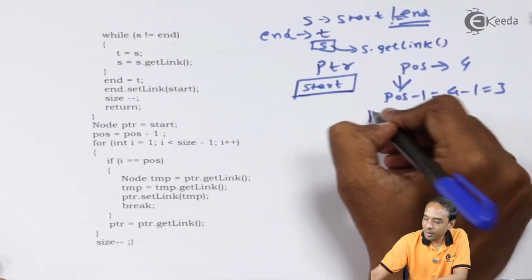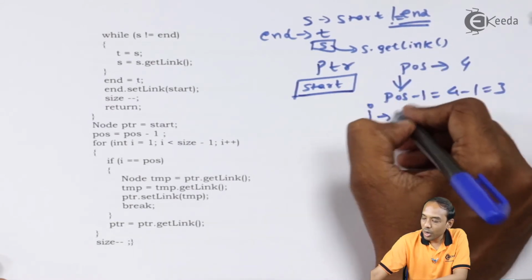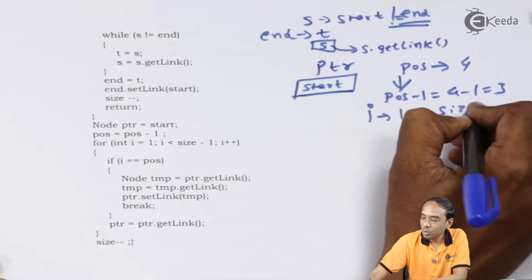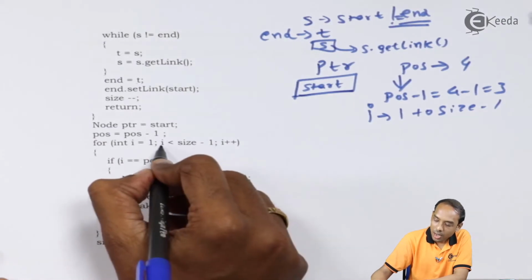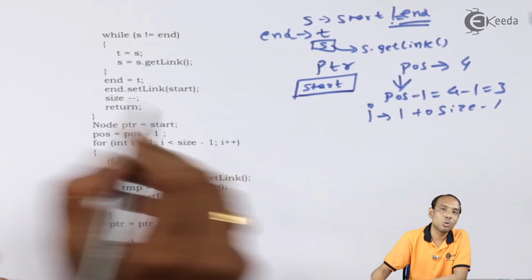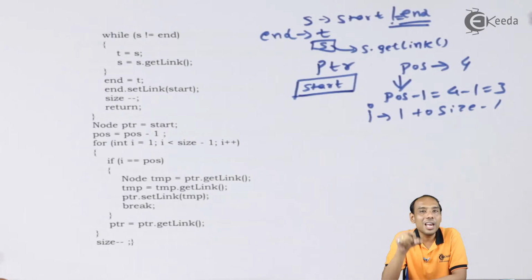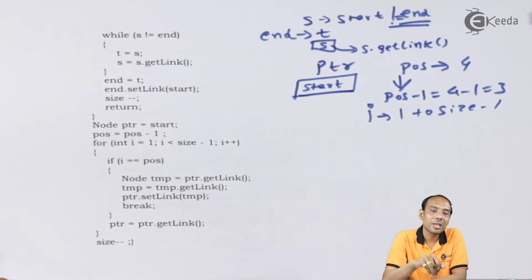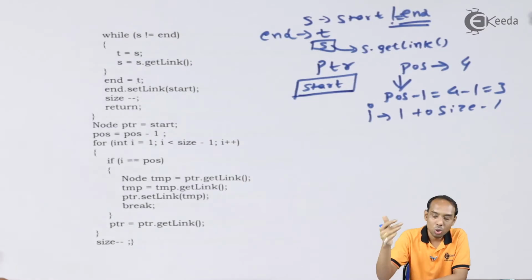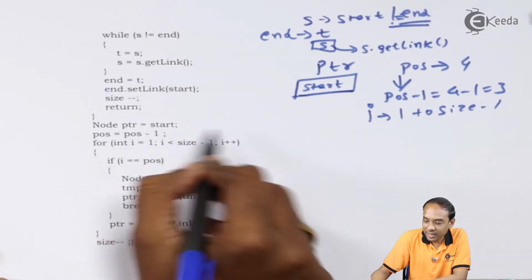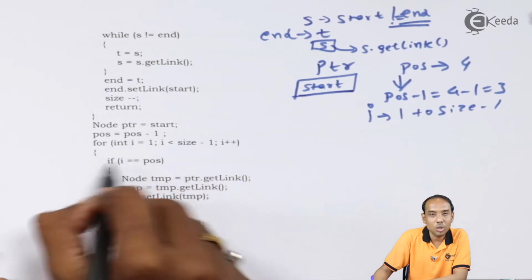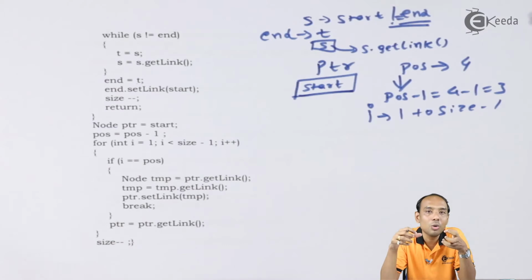And I will be incrementing i from 1 to size minus 1. So I'm writing int i equal to 1, i less than size minus 1. Size is the number of elements which are stored in the given linked list, that is the number of nodes in the linked list. So I can write i less than size minus 1. Once I get this, I am going to check if i equal to position.